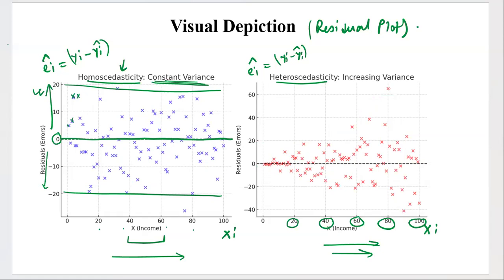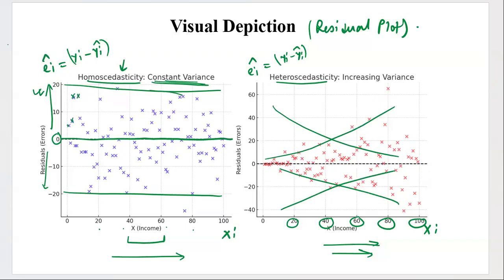Again, for some other example, what could happen? Suppose this is the case. This can also be a funnel diagram. Initially the deviation is very high, but after a certain point, the deviation is low. This could also happen. This is also a case of heteroscedasticity. So this is how you visually detect it. If you have a funnel shape like this or a funnel shape like this, you will say there is heteroscedasticity.